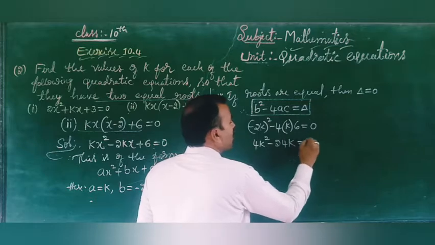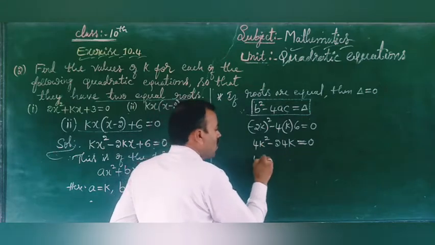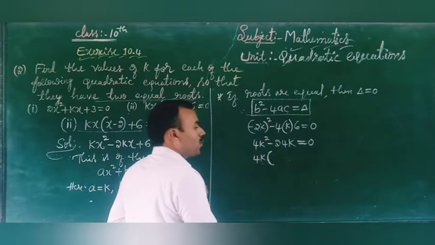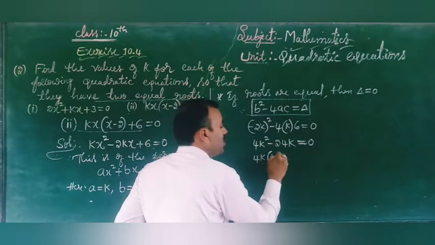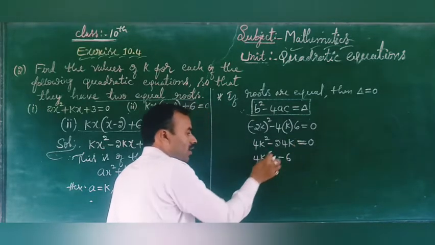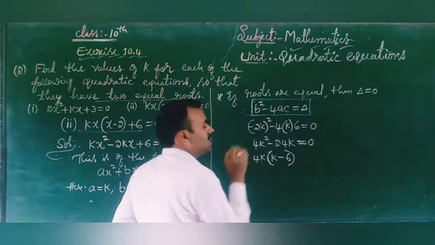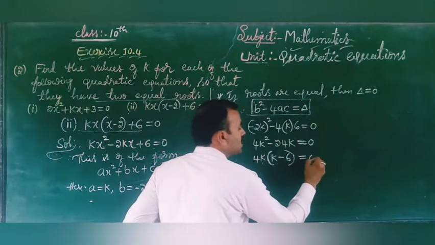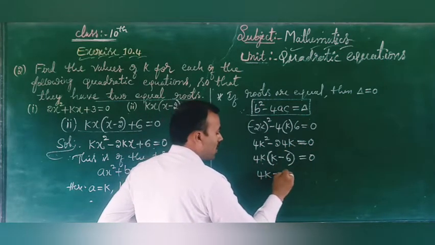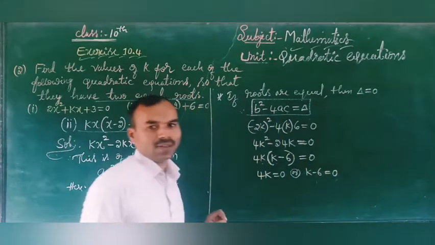Take out the common factor. Here the common factor is 4k. Write 4k outside the bracket. Inside the bracket, it is k remaining, and minus 4 times 6 is 24, with k already written outside the bracket. So inside the bracket it is k minus 6 equals 0. Each term equals 0: 4k equals 0 or k minus 6 equals 0.